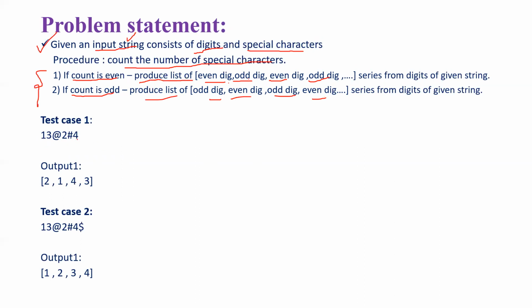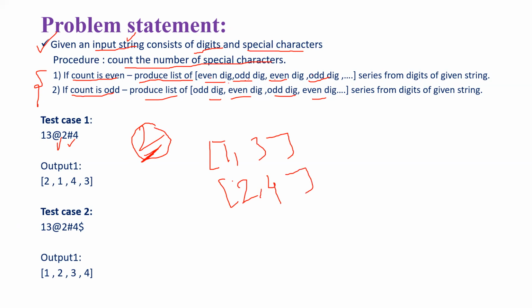1 3 @ 2 # 4 is a string. Now out of them, how many special characters are there? There are two special characters, which means it is an even number of special characters. In that case, we need to produce even digit, odd digit, even digit and odd digit, right? Observe, first list out all the odd digits: 1, 3. List out all the even digits: 2, 4. Now first we need to represent an even digit, 2, and then one odd digit, 1, and then an even digit, 4, followed by an odd digit, 3. This will be the output.